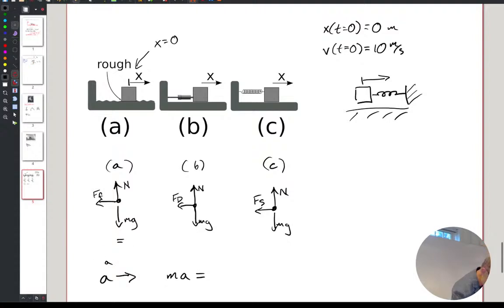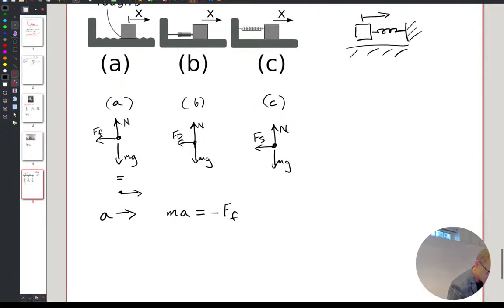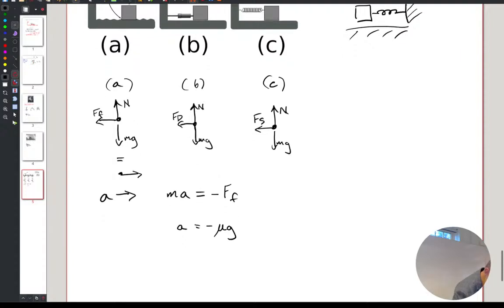All right, so this equals that. So MA equals negative force of friction. And what is force of friction? We have numbers for it, but what's the formula for regular Coulomb friction? Mu times the normal force. Mu times normal force, and what's normal force? Mg. Yeah, mu. So N is W. W is mg. So A equals negative mu g.